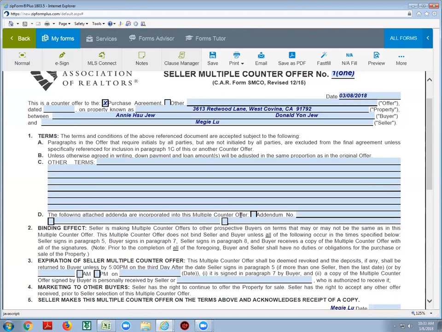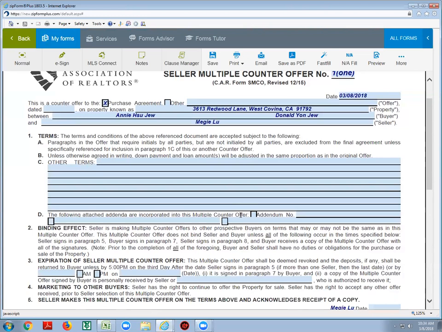So this is not the final one. They say, if you offer in paragraph B, unless otherwise agreed in writing, down payment and loan amount will be adjusted in the same proportion as in the original offer. So A is telling you once you put on a counter, if it's not agreed, we continue offering the next one: buyer's counter, then seller multiple counter, something like that. Continue. Once they agree, it doesn't matter how far down the road, when one counter offer is agreed and both parties sign, then you start signing backward.